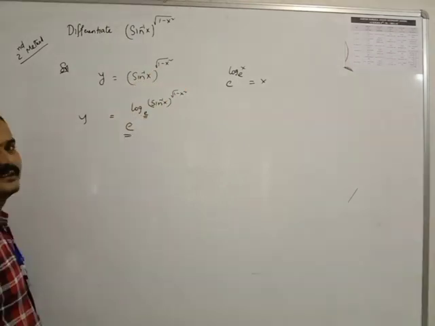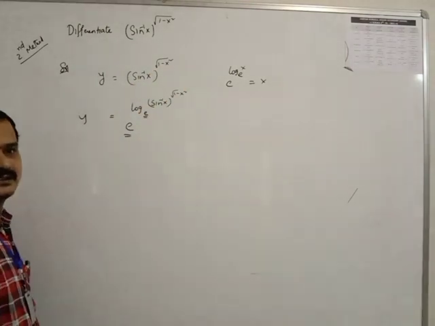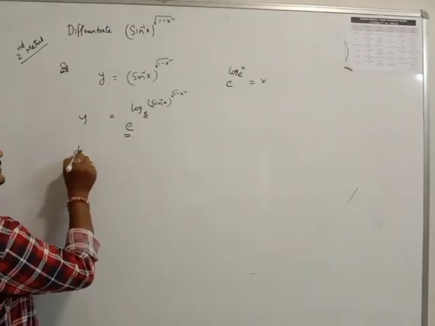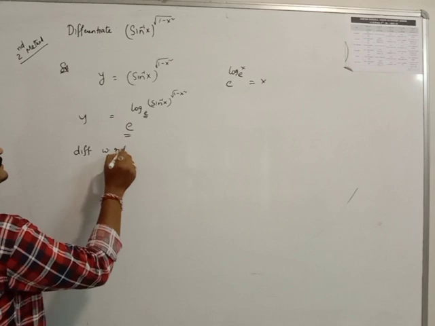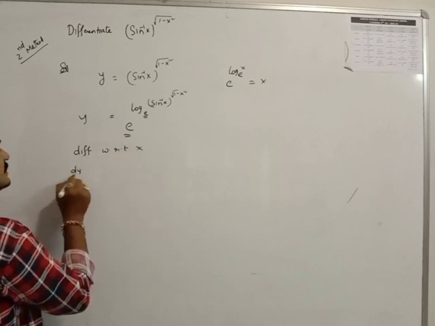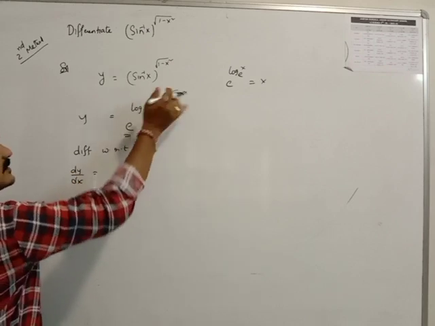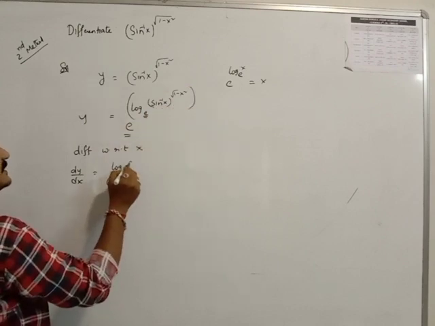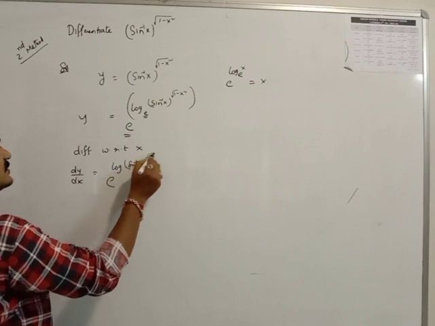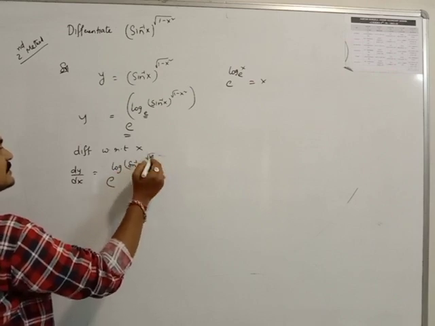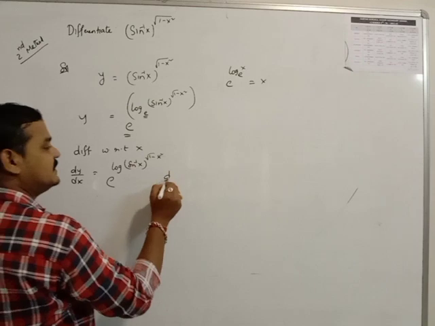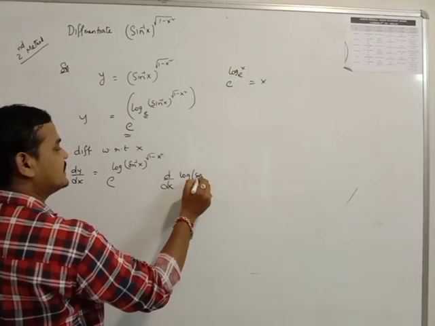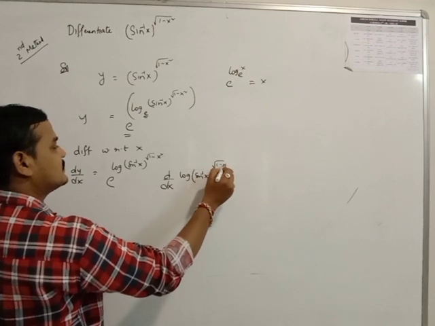That can be written. Now it is a composite function. The first function is e power of x. Now you are going to differentiate with respect to x. That is dy by dx is equal to, first e power of x. The derivative of e power of x is e power of x into (sin inverse of x) whole to the power of root over 1 minus x square into d by dx of log of (sin inverse of x) whole to the power of root over 1 minus x square.